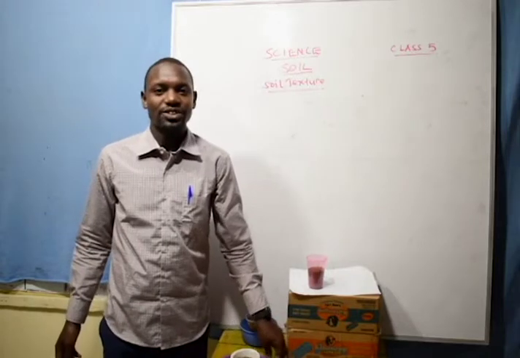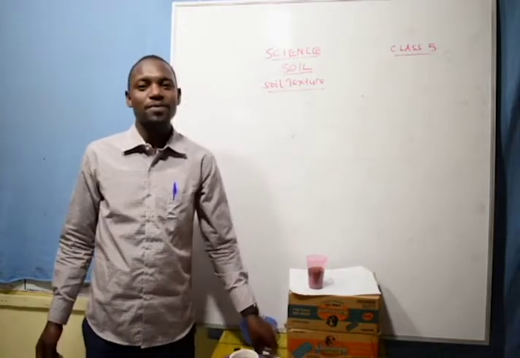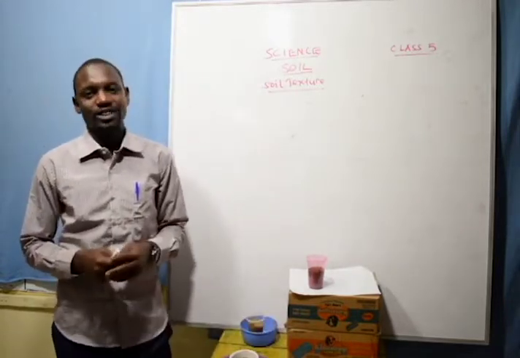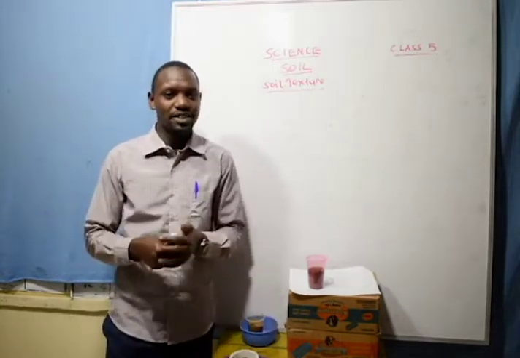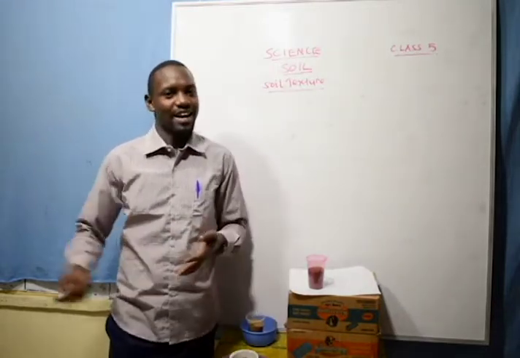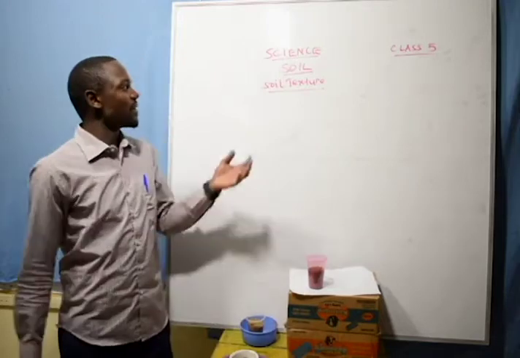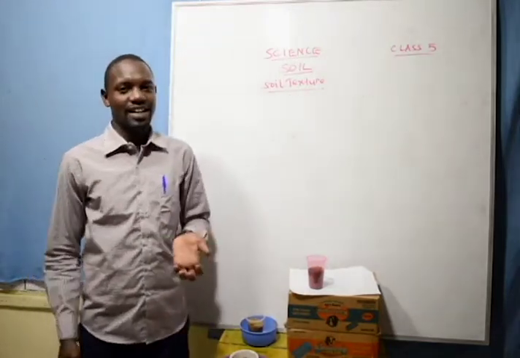Welcome to today's lesson, science lesson. The previous lesson looked at animals. We classified animals into vertebrates, invertebrates, warm-blooded and cold-blooded. Today I want us to look at soil, another topic.